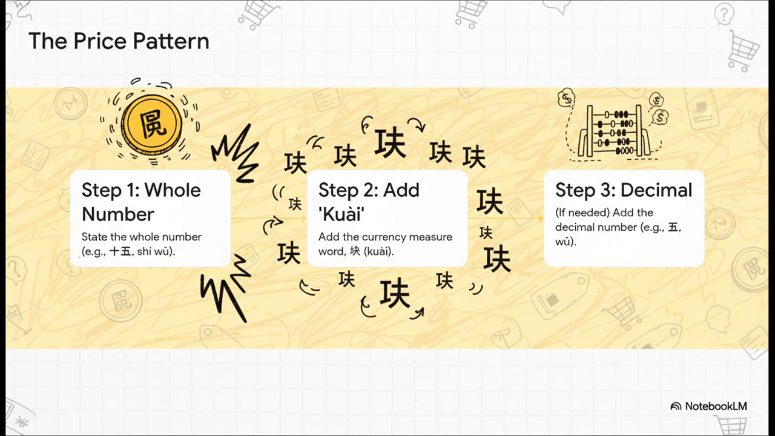So after breaking it all down, what we have is a simple 3-step process you can use pretty much every single time. This is your formula. First, you say the whole number. Second, you add that essential measure word, kuai. And third, if you need it, you add the decimal number at the end. This pattern is your key to saying almost any price you're ever going to encounter.